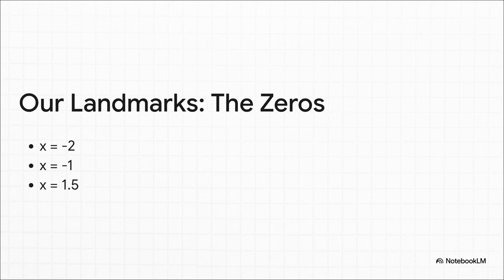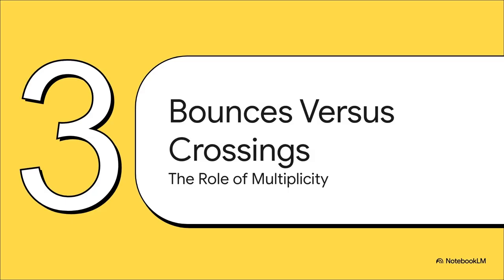Our map is really starting to fill in now. Okay, but hold on. Here's a small but incredibly important detail. Just knowing where the graph hits the axis isn't the full story. We also need to know how it behaves when it gets there. Does it slice right through the x-axis, or does it just kind of touch it and turn back around? This is all decided by something called multiplicity.